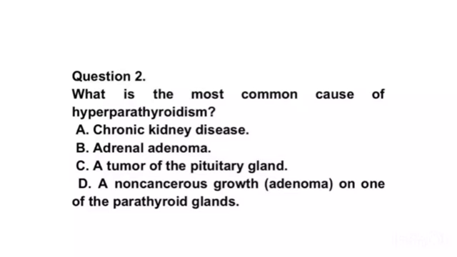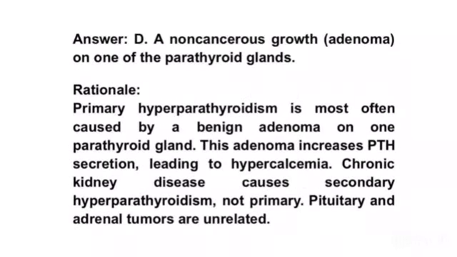Question 2. What is the most common cause of hyperparathyroidism? A. Chronic kidney disease. B. An adrenal adenoma. C. A tumor of the pituitary gland. D. A non-cancerous growth, an adenoma, on one of the parathyroid glands. Answer: D. A non-cancerous growth, adenoma, on one of the parathyroid glands.